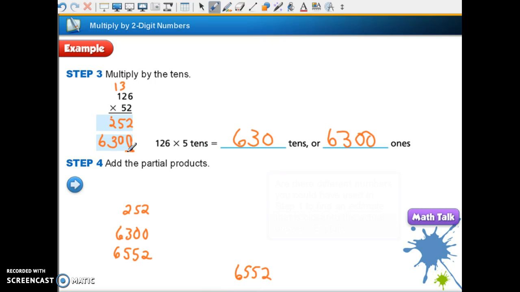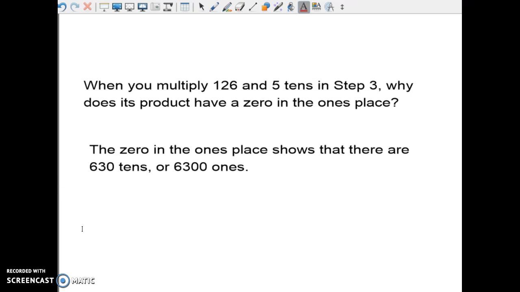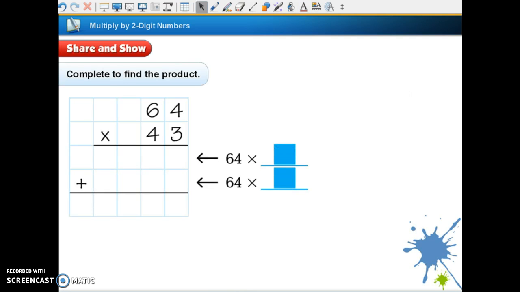Okay? So let's type in what we need here. Okay, so the 0 in the ones place shows that there are 630 tens. If I took 630 times 10, I would get 6,300 ones. So it shows that there are 630 tens or 6,300 ones. Okay, so now we're on the Share and Show page, page 33, and we're going to go ahead and do just what we did before.